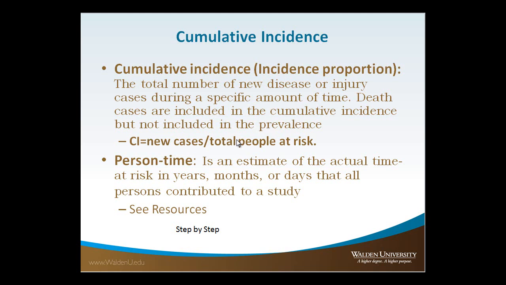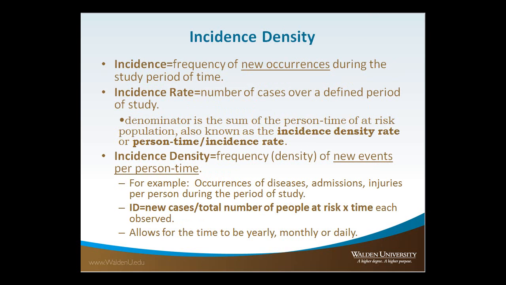With person time, it's an estimate of the actual time at risk, and we can do this in years, months, even down to the days that the persons contributed to a study. Incidence is the frequency of new occurrences during the study period. The rate then is the number of new cases over a given period of time. So the incidence density is the number of new events per person time, and we're going to show an example of that in a minute.